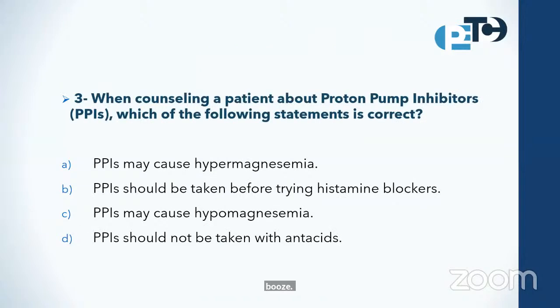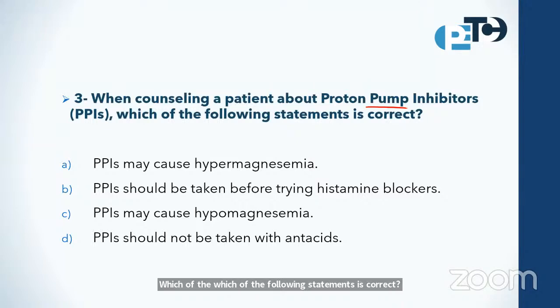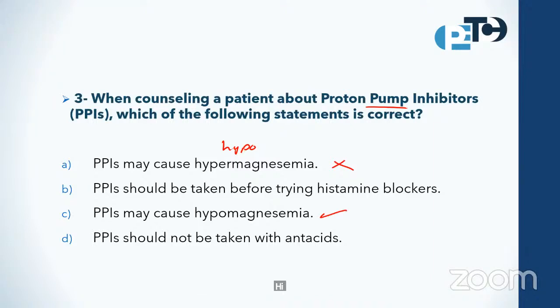When counseling a patient about proton pump inhibitor, which of the following statements is correct? The PPI causes hypermagnesemia, which is wrong. It will cause a hypo, not hyper. Hypomagnesemia. PPI should be taken before trying histamine blocker, or PPI may cause hypomagnesemia. This is the counseling point related to the proton pump inhibitor.